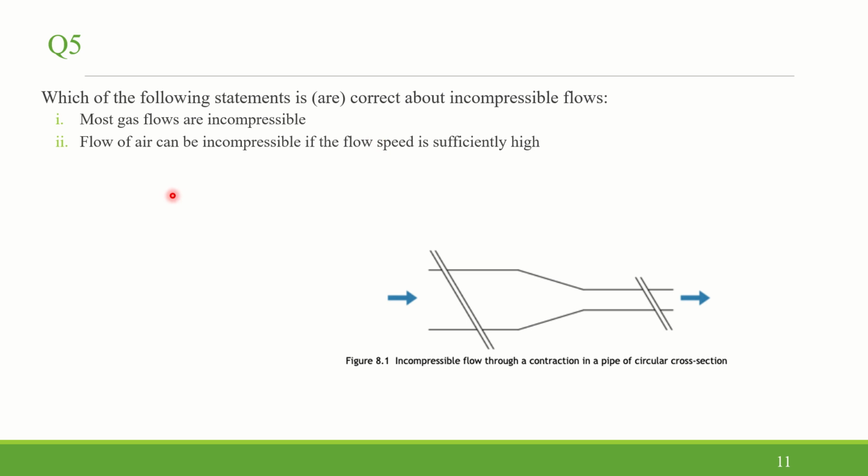The second statement says flow of air can be incompressible if the flow speed is sufficiently high. If speed is sufficiently high, it would most probably be compressible flow, not incompressible flow. So the second statement is false as well. The options are: A, 1; B, 2; C, 1 and 2; D, neither 1 nor 2. Both statements are false, so the answer is option D, neither 1 nor 2.